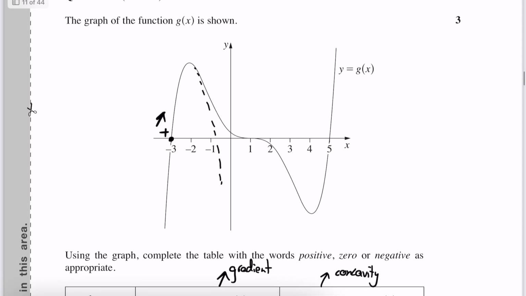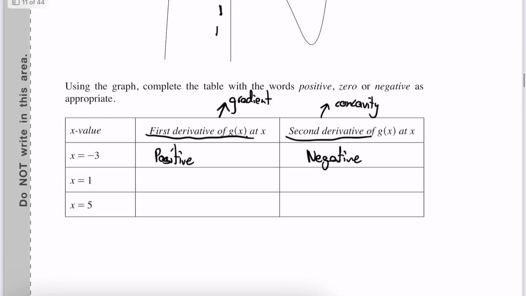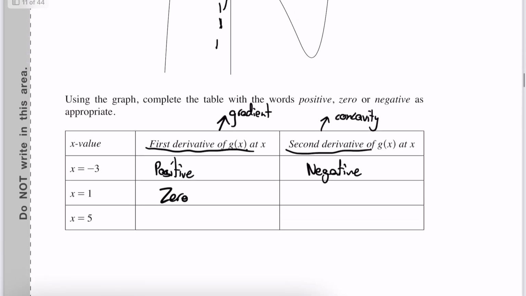At x equals 1, we see that the gradient is actually 0 because we should be able to recognize that this is a horizontal point of inflection. And because it's a horizontal point of inflection, its concavity is also 0. It's neither concave up or concave down. As a matter of fact, it's an intersection between concave up and concave down parabolas, if you will. So the first derivative is 0, second derivative is also 0.